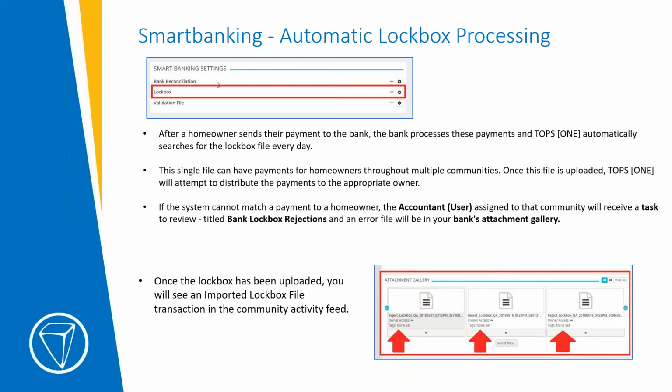This also is a single file, and can have payments for homeowners through multiple communities. So it doesn't have to be per community. The lockbox file will have all communities that use the lockbox function. Once this file is uploaded, TOPS1 will attempt to distribute the payments in the appropriate order. That means the payments will go to the homeowner's account, post on their history with no work from you. Again, this is time saving. People that have to receive lockboxes every day, that's 10 minutes of your day, sometimes longer if it has errors. You will have to sit there and go through it.